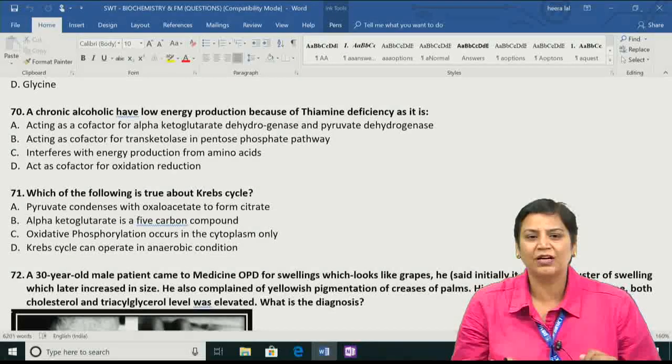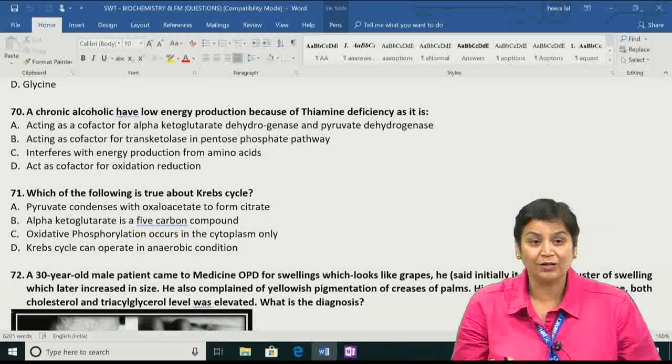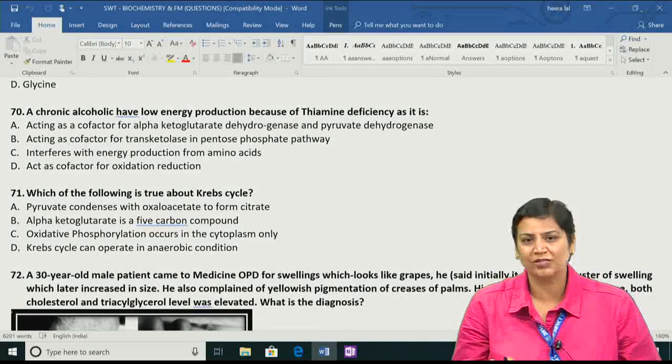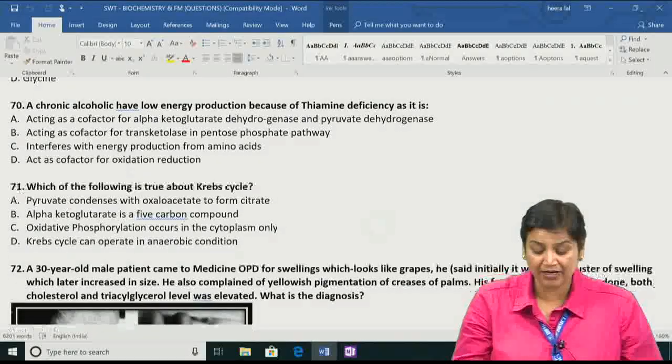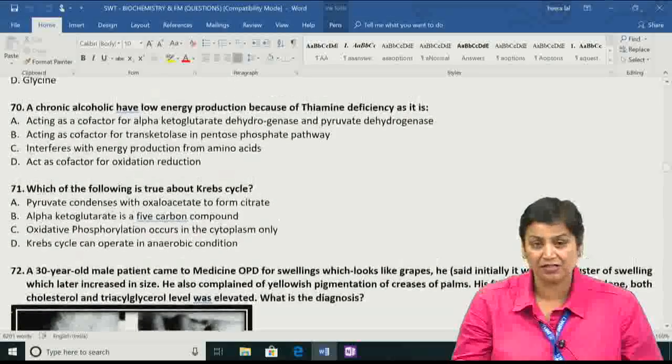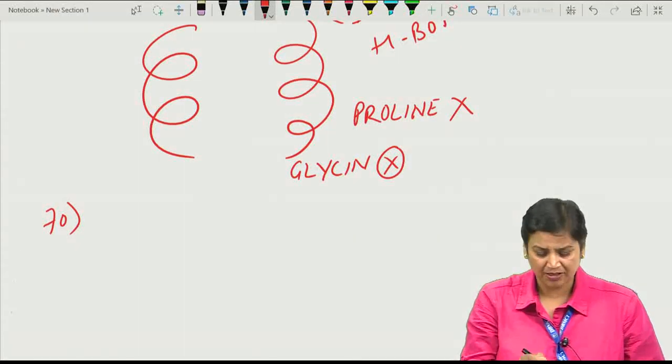Let's see the options first. Acting as a cofactor for alpha ketoglutarate dehydrogenase and pyruvate dehydrogenase, acting as a cofactor for transketolase, interferes with energy production from amino acids, and acts as a cofactor for oxidation and reduction. So obviously the answer is clear cut A. It acts as a cofactor for alpha ketoglutarate dehydrogenase and PDH. Again I will take these reactions because this is a very important question.